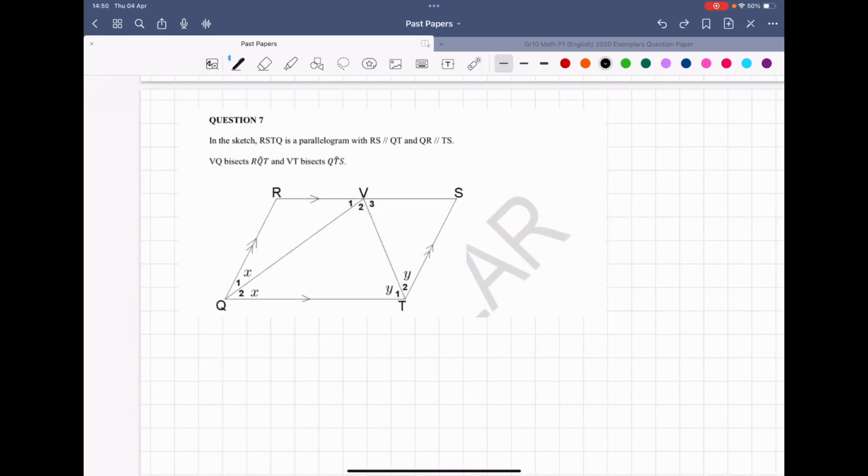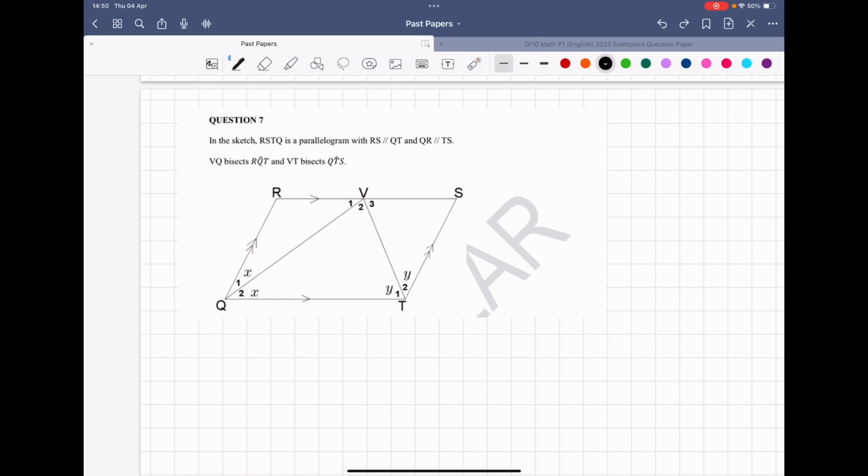Moving on to question 7, I'm given this diagram, and I'm told that RSTQ is a parallelogram, and RS is parallel to QT, and QR is parallel to TS. And I'm told that VQ, this one, bisects this angle RQT, and that VT bisects this angle QTS. So they've labeled it for me that x is equal to x here and y is equal to y here. Okay, and then we have some questions.